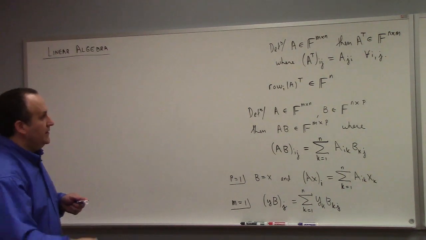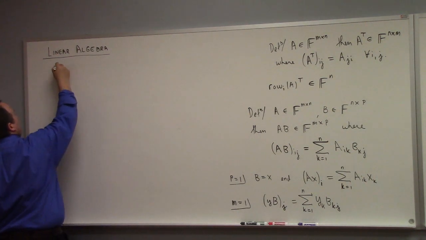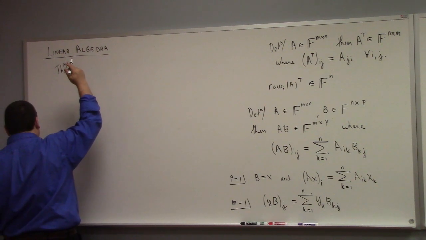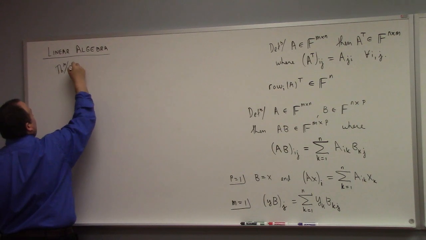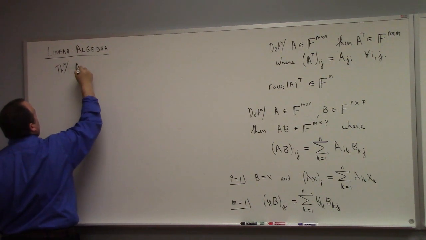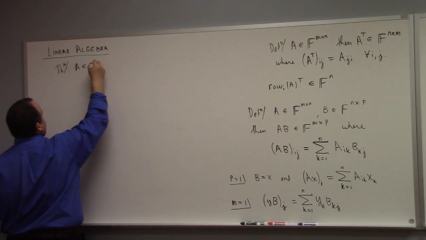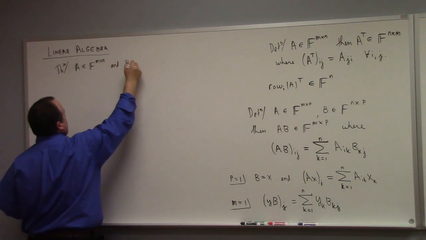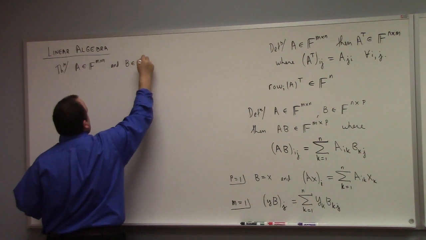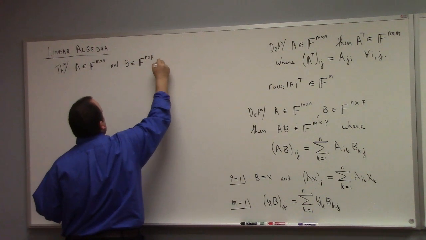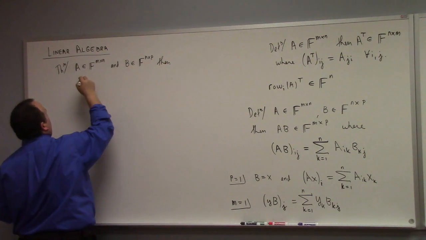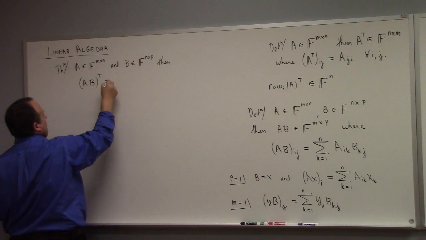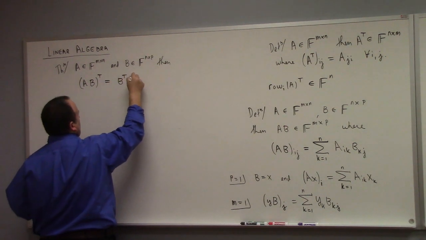So, theorem. And this is pretty much on every one of my first tests in college. College algebra. What's wrong with me? Linear algebra. So if A is an element of F^(m by n), and B is an element of F^(n by p), then (AB) transpose is equal to B transpose A transpose.